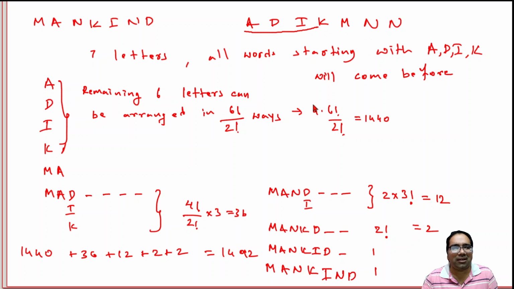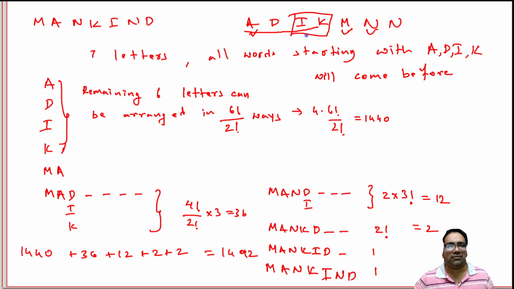So the next word will start with MAN. And the first word of MAN should be with D. MAND, because we have used M, A, N. Then what will be the first word starting with MAN? It will be MAND. But MAND will also come before MANK. So MAND and MANI, these two will also come before MANK. In this case, N we have already used here, so we'll have three letters.